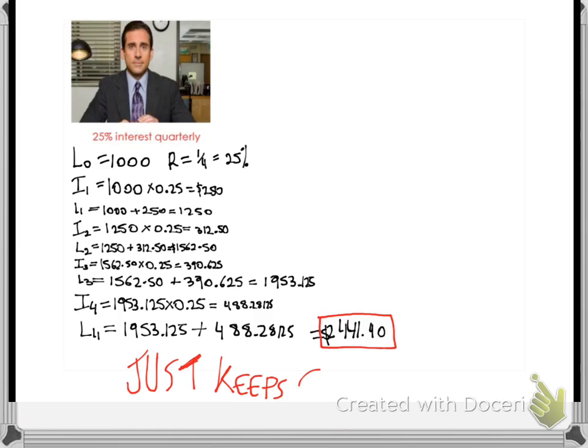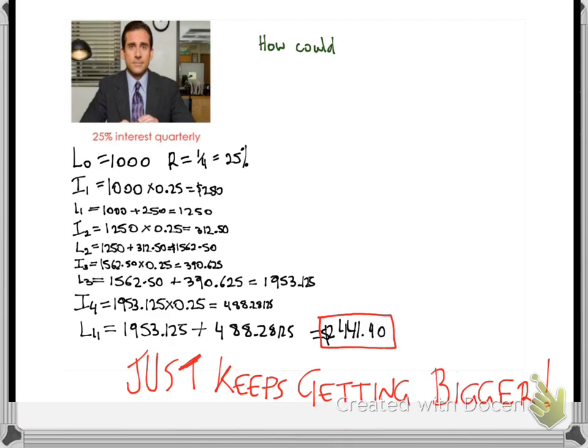And the amounts just keep getting bigger, don't they? Even though you think, well, a 25% interest rate seems less than a 100% interest rate or a 50% interest rate, because the interest is compounded each time, it increases the amount that we owe the bank.